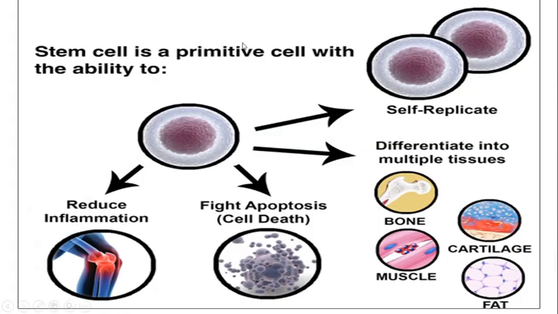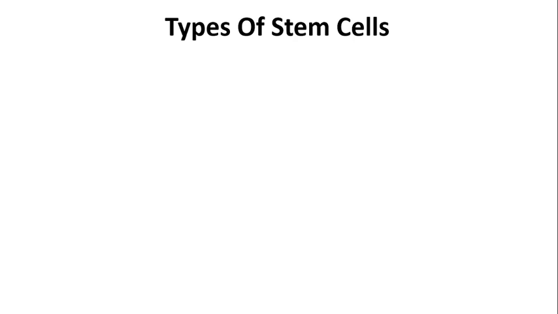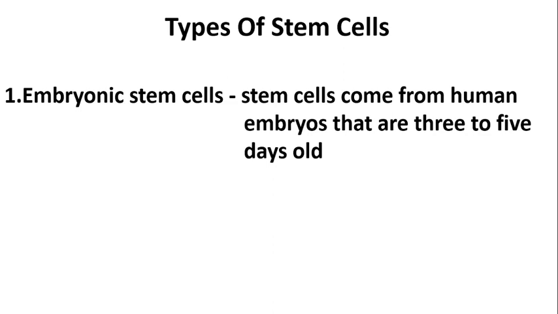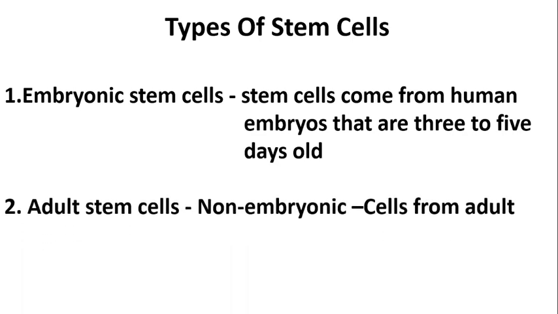Okay, so it's a primitive cell with the ability to self-replicate. It can reduce inflammation, it can fight against cell death, it can differentiate into multiple tissues like bone, muscle, cartilage, fat, etc. And then basically, there are two types of stem cells. What are they? The first one, embryonic stem cells. These stem cells come from human embryos that are 3 to 5 days old. And the second type is adult stem cells. It's also called non-embryonic because these cells are taken from the adult.